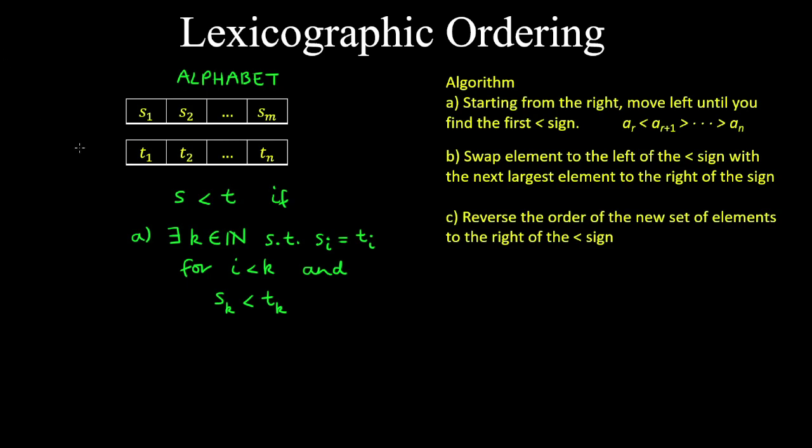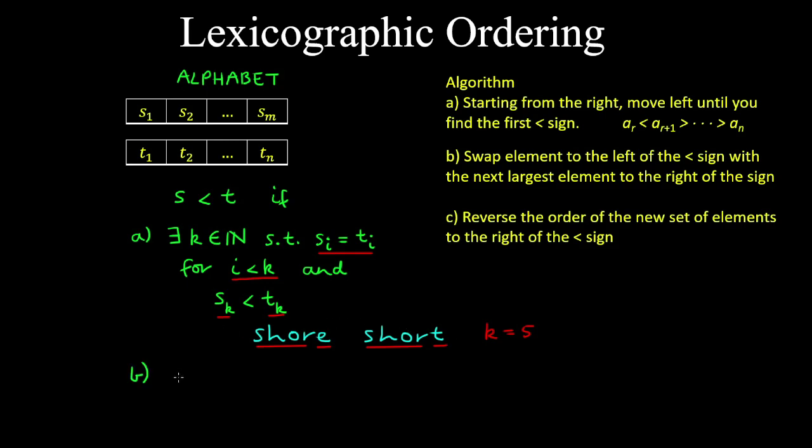So an example here is the word sure and short. So for k equal to 3, we can see that s_k is less than t_k, and for i less than k, all of the other characters are identical. So therefore sure precedes short.